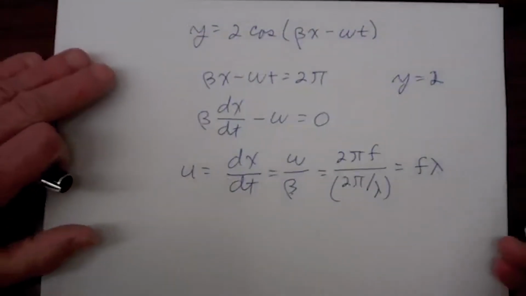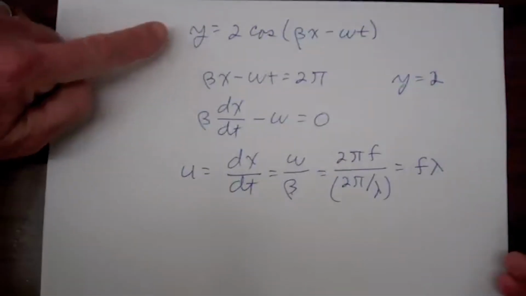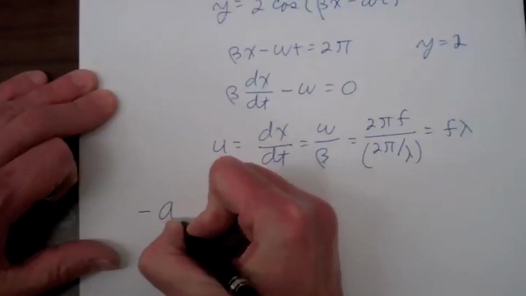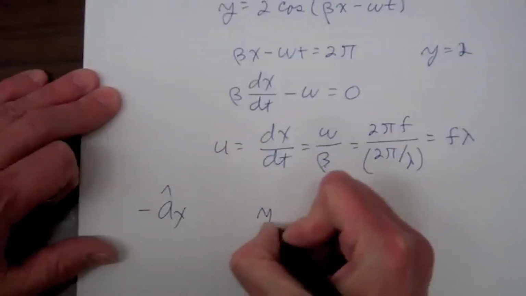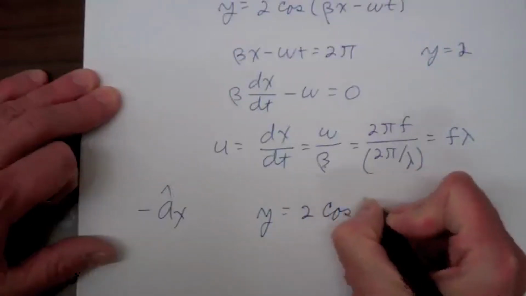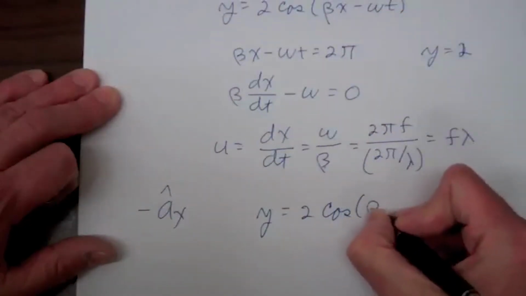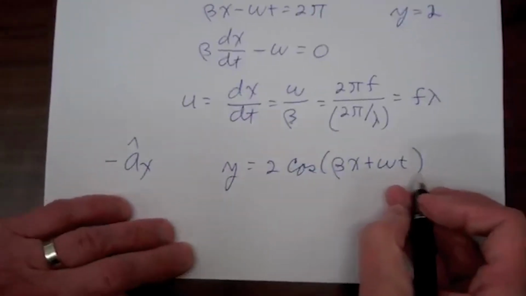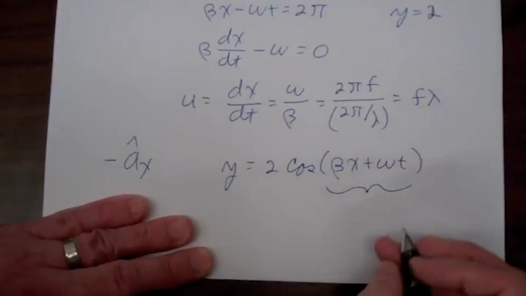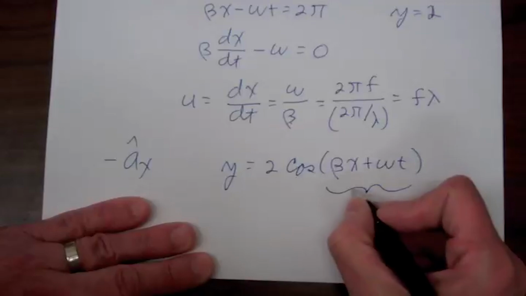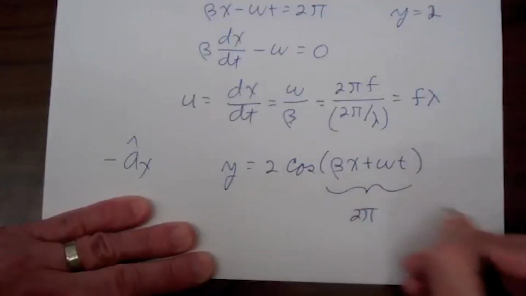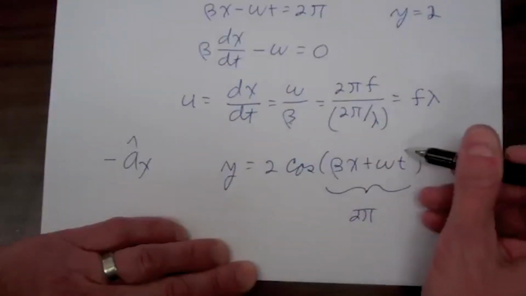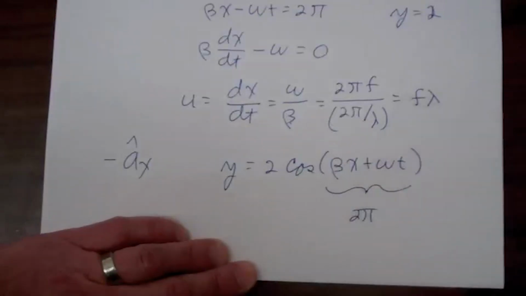Now, if you wanted to write an expression for a wave like this, but one that's propagating in the minus x direction, then all you have to do is change this minus to a plus. And the way to think of that is, let's say you're riding on a crest of the wave, and so at the crest this argument is equal to 2 pi. So if time is increasing, in order for this to stay equal to 2 pi, x must be decreasing.